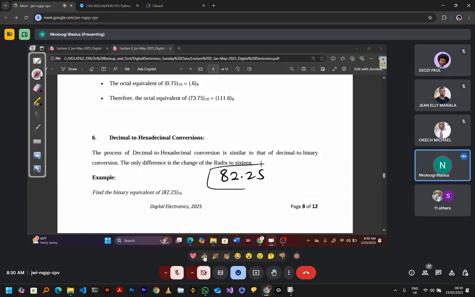82.25, convert to hexadecimal. Again, hexadecimal. Integer part, for those who never attended maybe the earlier classes, this is done with 16, and then the remainder will always go here. So 82 divided by 16, you have a 5 here, and what will be the remainder there? You'll have an 80.